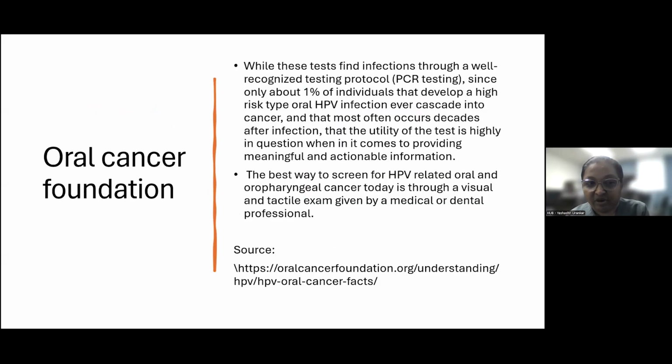Now, the Oral Cancer Foundation, however, has a statement on their website that says, while these tests may find infections through a well-recognized testing protocol, since only 1% of individuals that develop a high-risk type of oral HPV infection ever cascade into cancer, and that most often occurs decades after the infection, the utility of these tests is highly in question when it comes to providing meaningful and actionable information. The best way still to screen for HPV-related oral and oropharyngeal cancers today is through a visual and a tactile examination by a medical or a dental professional.